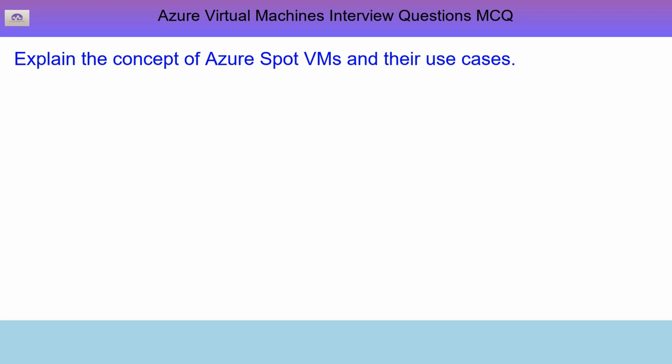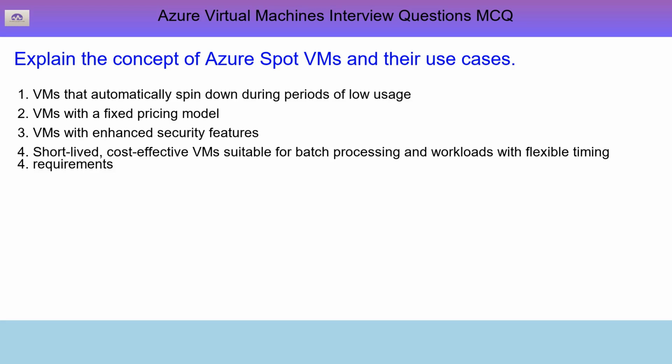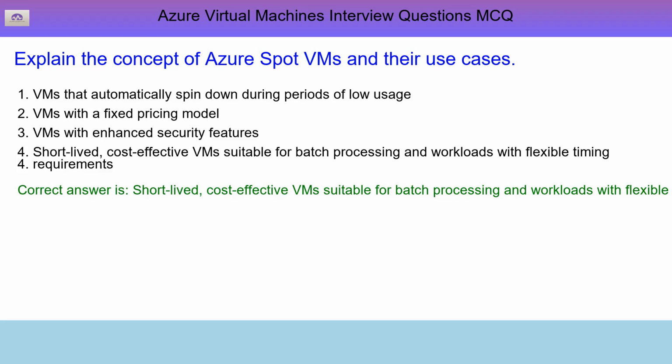Explain the concept of Azure Spot VMs and their use cases. Here are your options. 1. VMs that automatically spin down during periods of low usage. 2. VMs with a fixed pricing model. 3. VMs with enhanced security features. 4. Short-lived, cost-effective VMs suitable for batch processing and workloads with flexible timing requirements. The correct answer is short-lived, cost-effective VMs suitable for batch processing and workloads with flexible timing requirements.